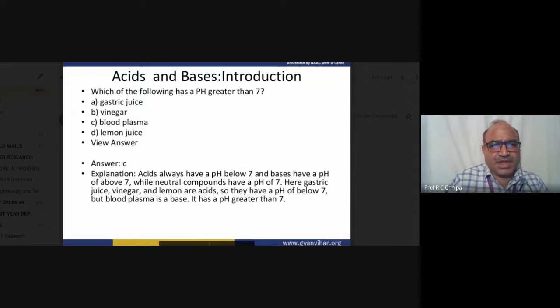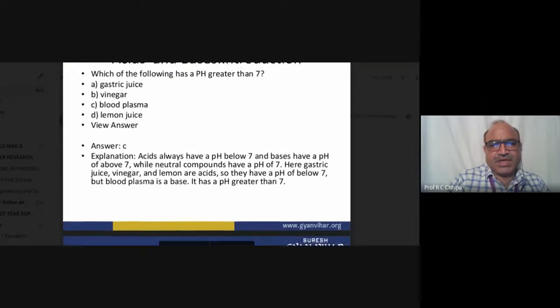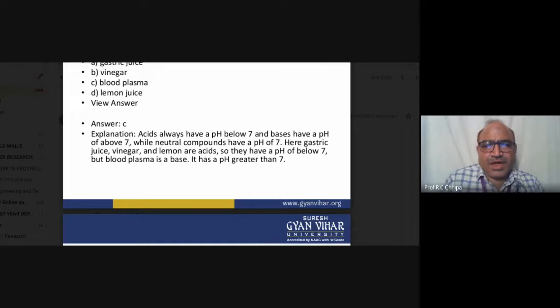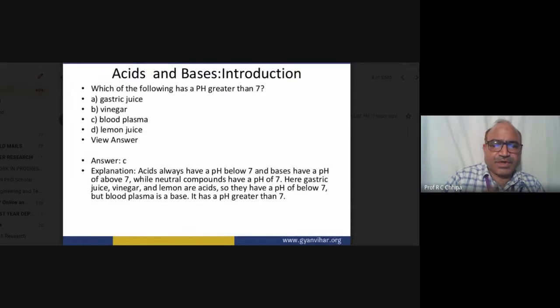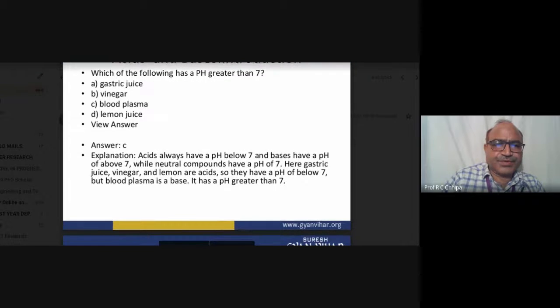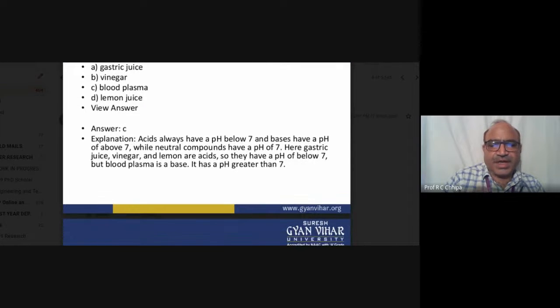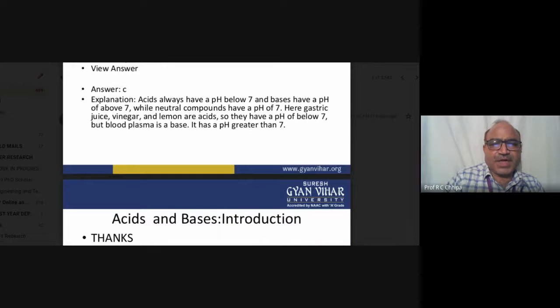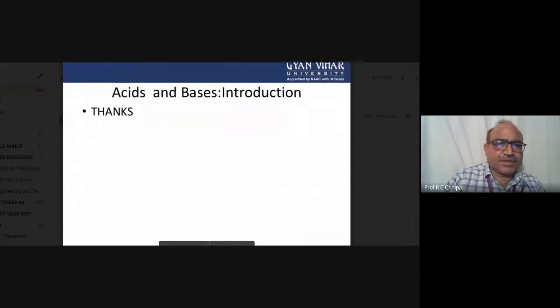Here the answer is C, the blood plasma. Acids always have a pH below 7, bases have a pH above 7, while neutral compounds have a pH of around 7. Hence, gastric juice inside our stomach, vinegar, and lemon are acids, so they have a pH below 7, but blood plasma is the best. So this is the answer.